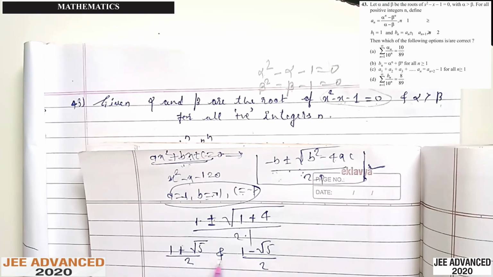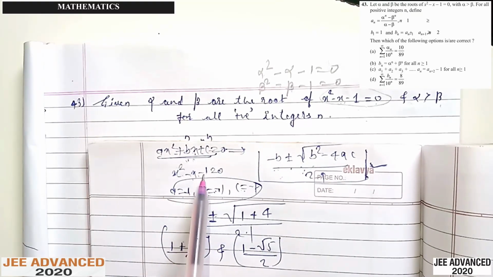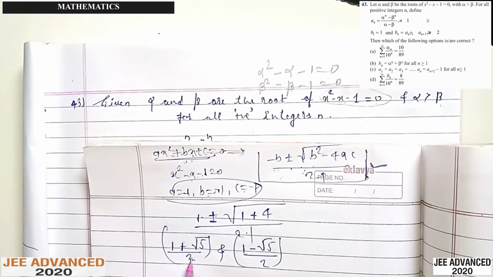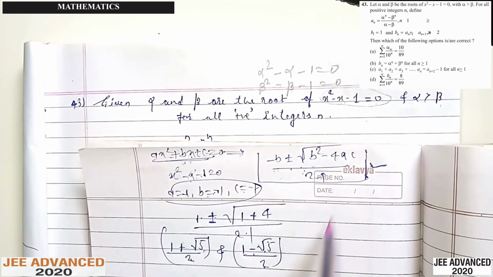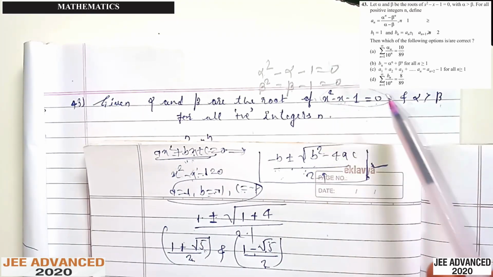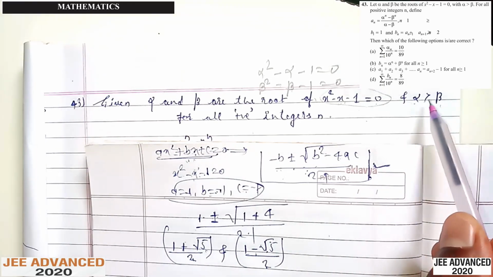Okay, so here we can see I got the two roots of our quadratic equation x square minus x minus 1, which are 1 plus root 5 by 2 and 1 minus root 5 by 2. Okay, and one more condition is given, that alpha is greater than beta.